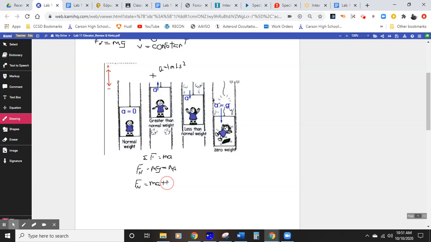plus mg. Okay, and we can do some distributive property backwards. We're going to go ahead and factor out the mass here. That should always be the same. And here we have acceleration a plus g. So if acceleration is 0, then it's just mg. But because we're accelerating upwards, the normal force is going to read heavier than it would at rest because you have a plus g. So it makes the normal force a little bit greater.